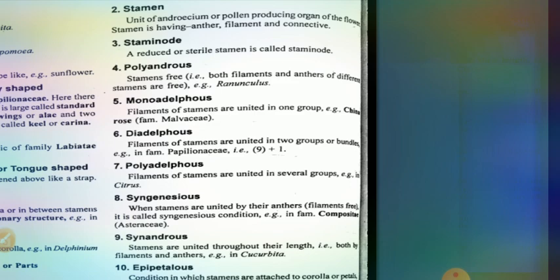So, in case of the syngenesious, what does syngenesious mean? It means that when the stamens are united by their anthers, it is called the syngenesious condition, and this is mainly found in case of the Compositae or the Asteraceae family. Then synandrous means the stamens are united throughout their length, both by the filaments and the anthers. It is mainly found in case of the Cucurbitaceae family.